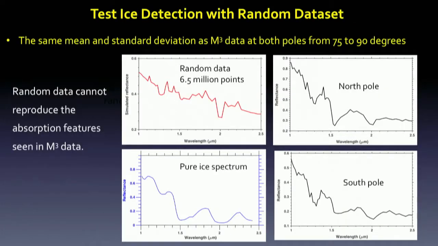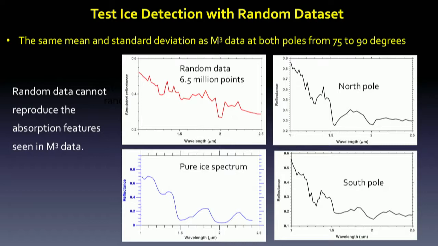So we did a test to find out whether this is a false positive or something else. For the first test, we used a random data set with the same mean and standard deviation as the M-cube data at shaded regions from 75 to 90 degrees. We randomly generated around 6.5 million false pixels, and I used the same threshold we use for detecting ice in the M-cube data. And this is the result.